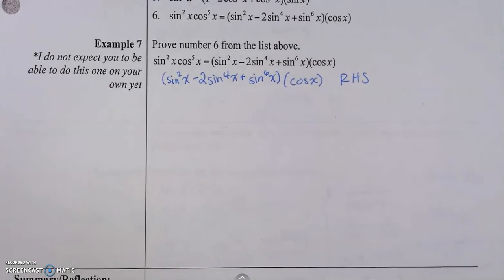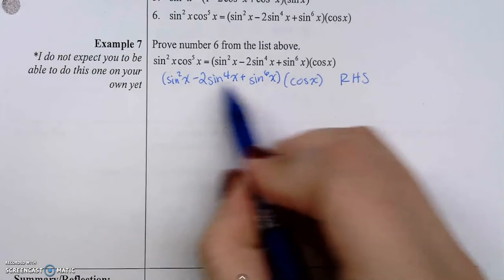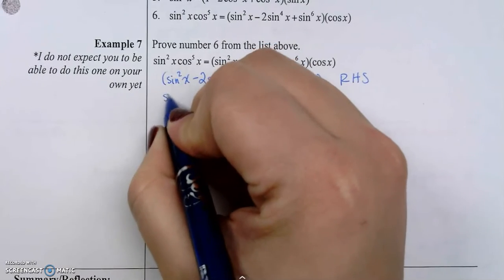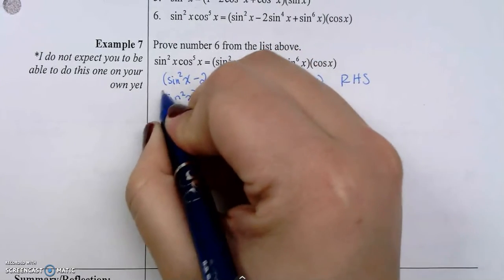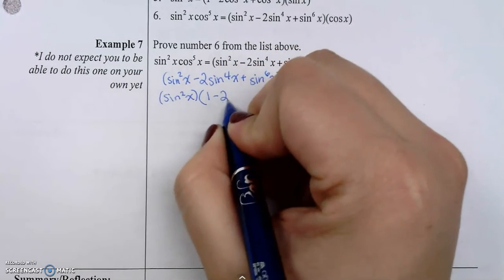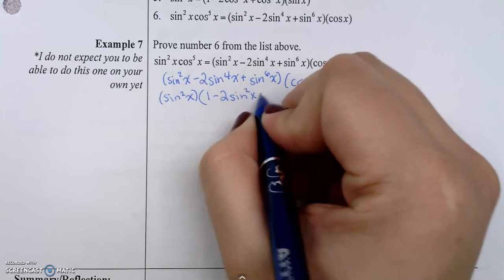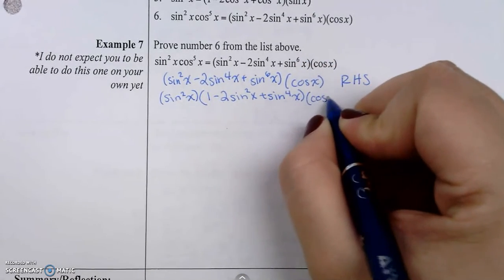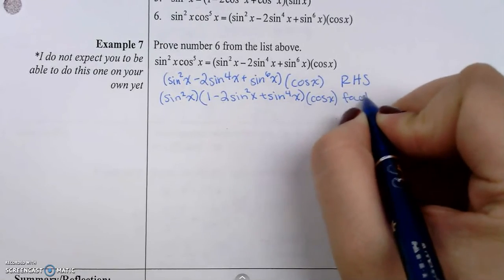My next movement is going to be to factor out this front factor. So I'm going to take out the GCF, which is sine squared x, leaving me 1 minus 2 times sine squared x plus sine to the 4th x, times cosine of x, by factoring.